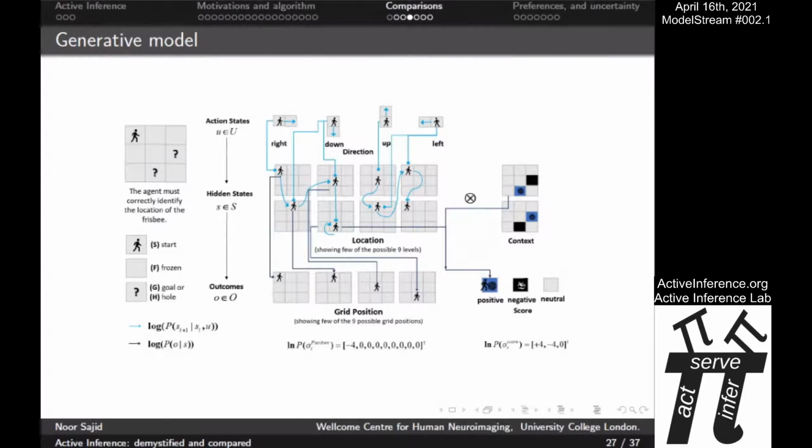Based on trying to make that comparison with reinforcement learning, what we're doing here is we are introducing prior preferences where the agent has +4 for positive reward, -4 for negative reward, and 0 otherwise. And at the first stage, it expects itself to be in the first location.